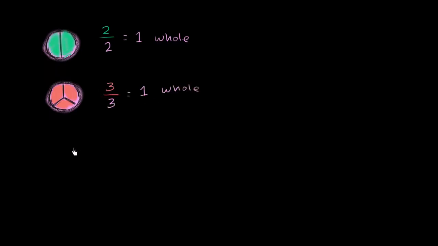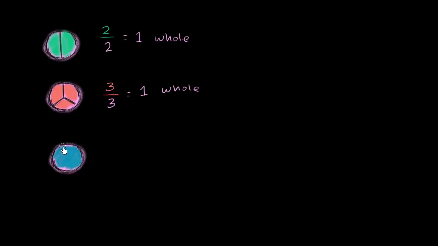Now, what if we were to do something on some level even simpler? What if we just take our whole and we divide it into only one equal section? Well, I've already done that. This is one equal section right over here. And then if I were to select that one equal section, so let me color it in. So I have one section and I'm going to shade it in.